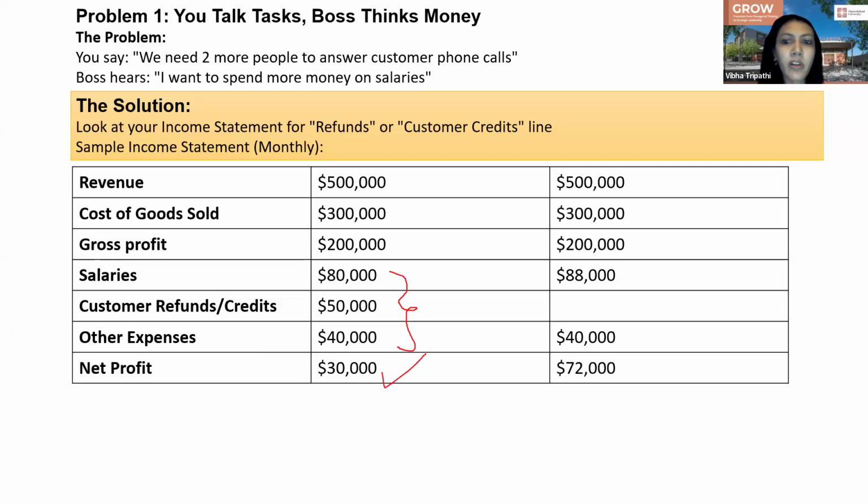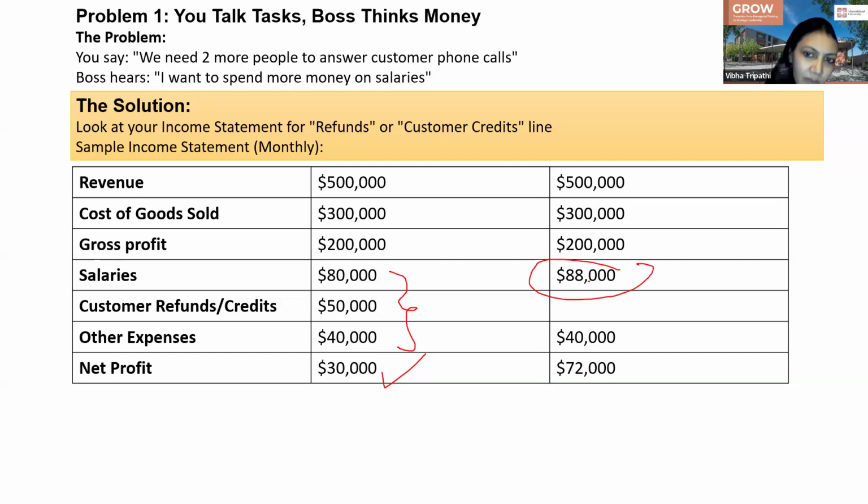Now, what we are proposing to our boss is, what is a customer refund? That there are a lot of customers who are returning back their goods to us. And that's why we have to refund them some money or we have to give them the credits back. If you can avoid this by hiring two people who will be actually able to make them understand what's wrong with the product, they'll be able to take their queries, they'll be able to handle the sales of the company, or maybe they'll be able to replace the goods for you. If that is happening, only this part will lift up.